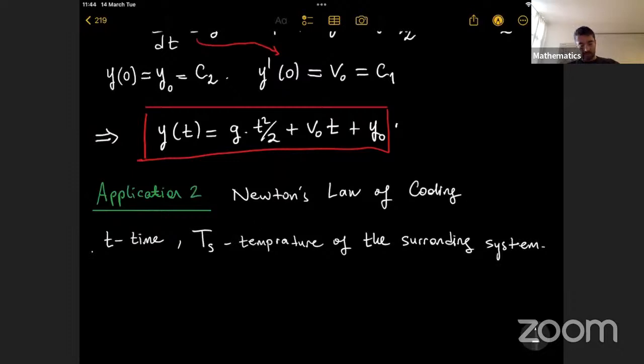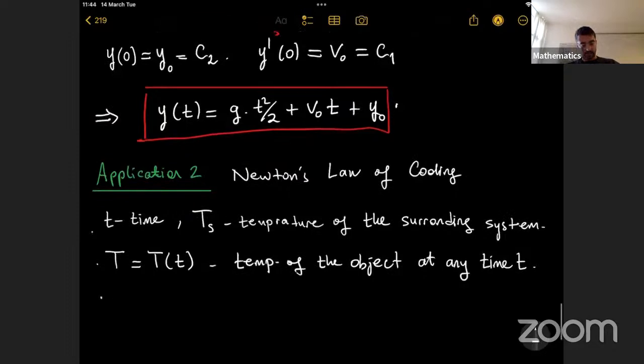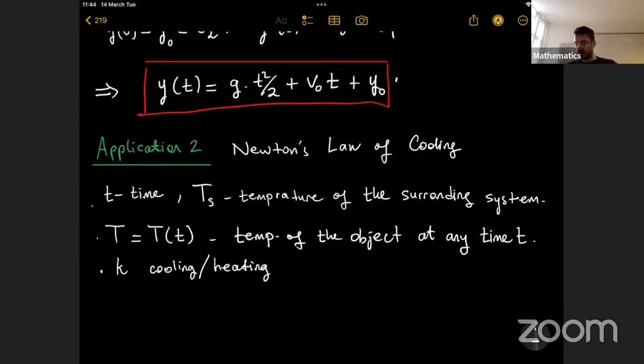And by T, which is a function of small t, it's the temperature of the object at any time t. And k is the cooling or heating constant. It's a constant that depends on the heating or cooling object, the source here.